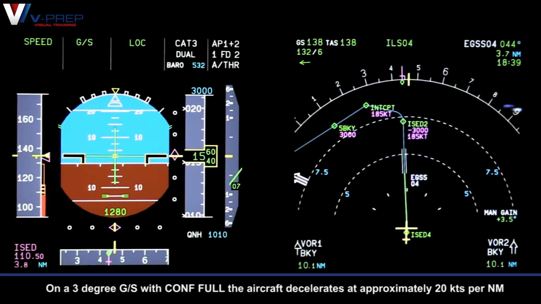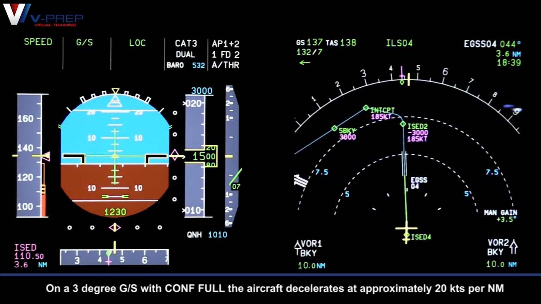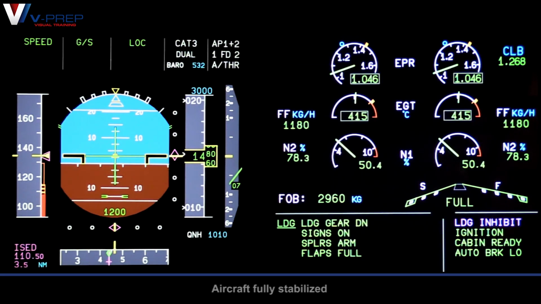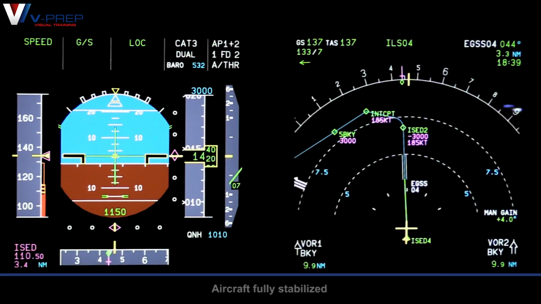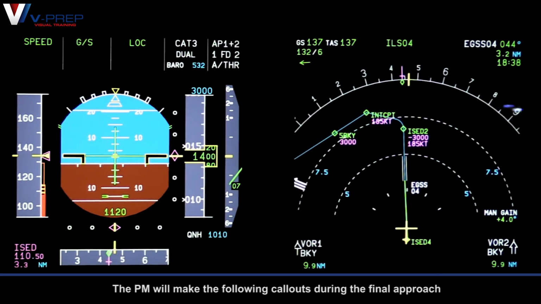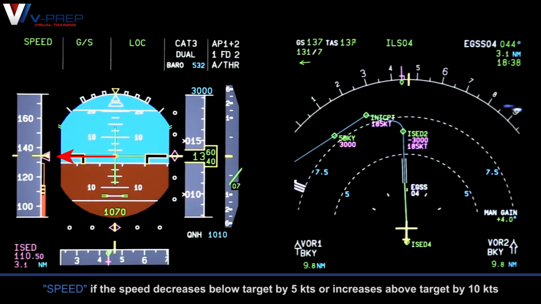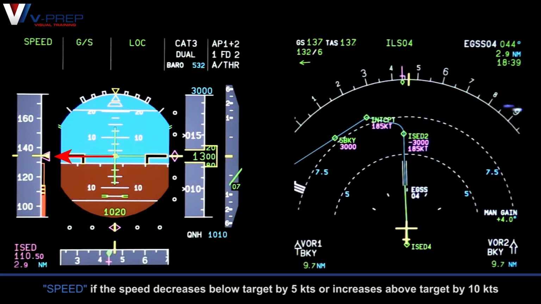On a 3-degree glide slope with configuration full, the aircraft decelerates at approximately 20 knots per nautical mile. Aircraft fully stabilized. The pilot monitoring will make the following callouts during the final approach. Speed, if the speed decreases below target by 5 knots or increases above target by 10 knots.